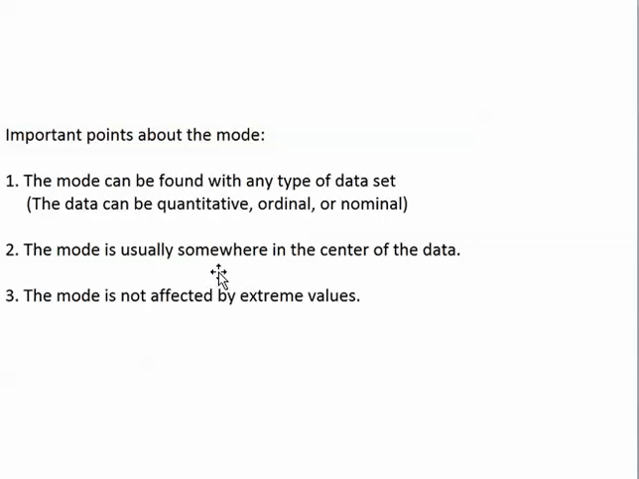For example, when a certain class takes an exam, the mode of that class probably won't be a low number like 50 or a high number like 100. It'll probably be somewhere in the 70s or somewhere in the 80s. Third, unlike the mean, the mode is not affected by extreme values. That's because an extreme value down at the low end or an extreme value up at the high end has no effect on which value appears the most often in the data.